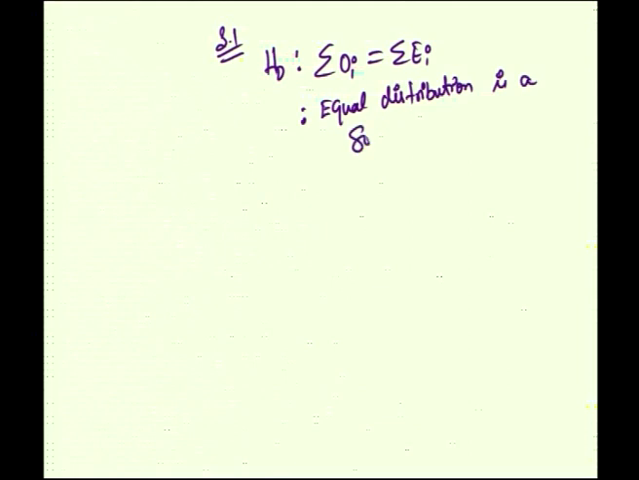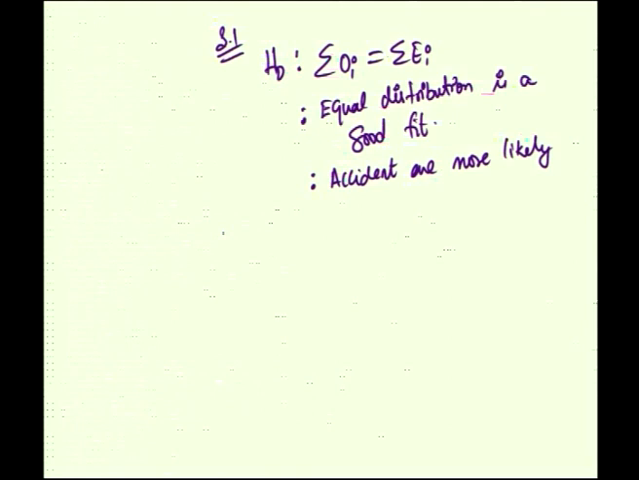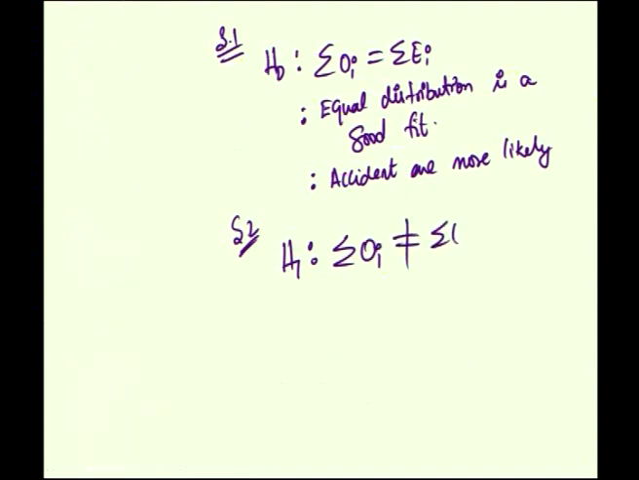Is a good fit, okay. Or according to the question, accidents are more likely, it means that they are equally distributed. Step 2 says that H1 is such that sigma OI is not equal to sigma EI, that is we say that accidents are not likely.